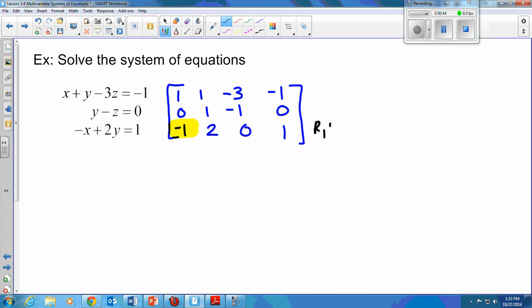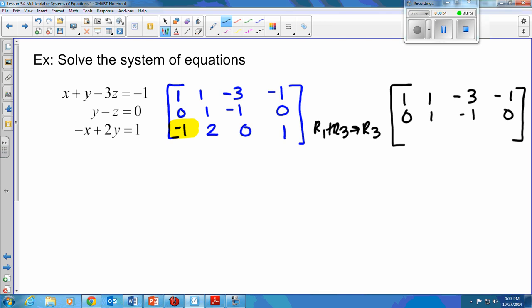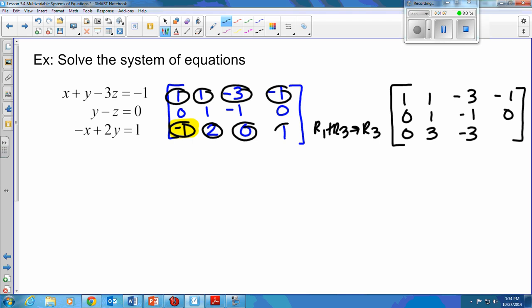Row 1 plus row 3 to replace row 3. There's row 1. Here's row 2. When I add these two up, I'm replacing row 3. Add them up and replace row 3.